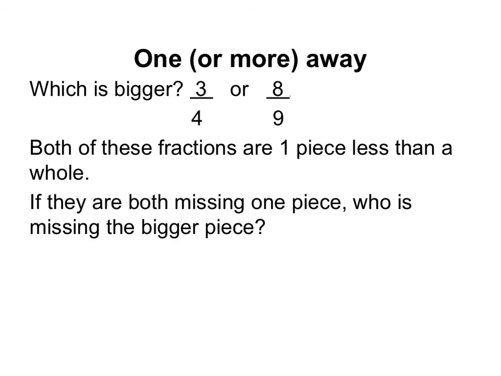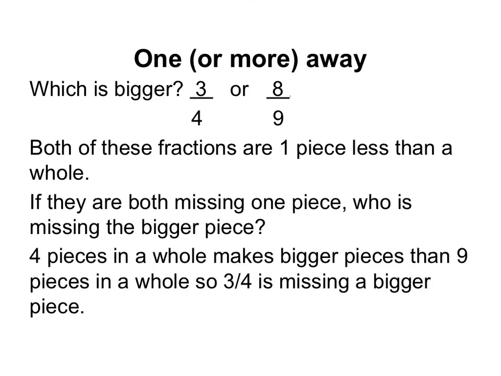So who's missing a bigger piece? Missing a bigger piece. Well, 4ths are definitely bigger than 9ths. So if I am missing a 4th to complete that cake, then I am missing a larger chunk. 4 pieces in a whole makes bigger pieces than 9 pieces in a whole. So 3/4 is missing a bigger piece.